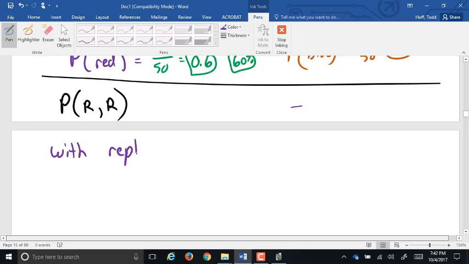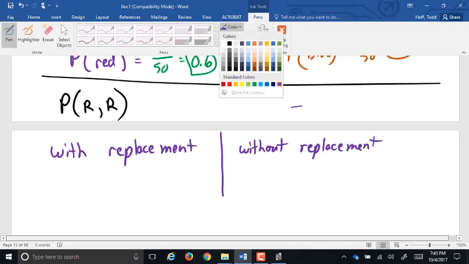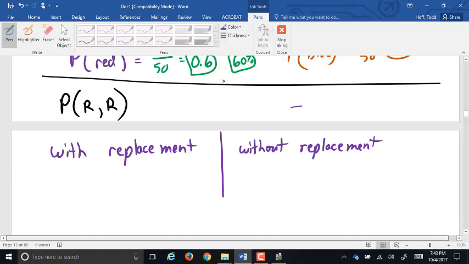Two technical terms: with replacement and without replacement, because the probabilities change. With replacement means we draw out the first marble, we look at it and record its color, we put it back in the box, mix them back up, and then we draw out the second one.